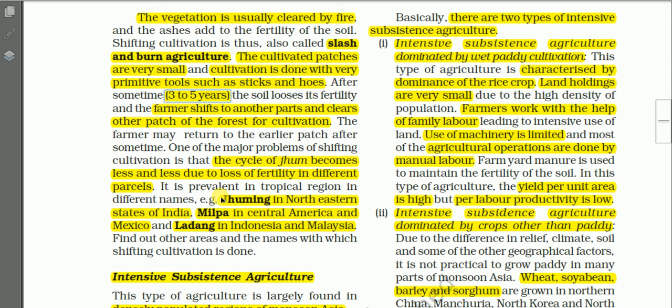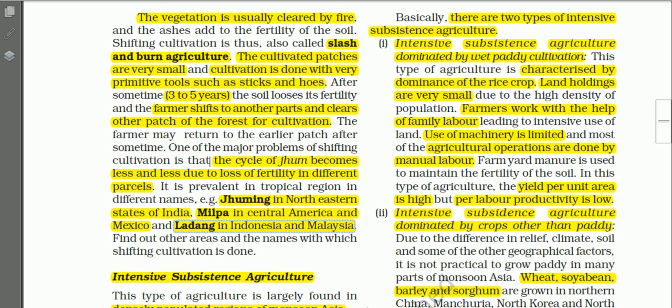So let us continue. It is prevalent, as you know, we have also pointed out on the world map, and it is practiced in the tropical region, and it is known by different names. So shifting cultivation is known by different names in different parts of the world. For example, jhum in the northeastern states of India. It is known as milpa in Central America and Mexico, and it is known as ladang in Indonesia and Malaysia. So these are some examples, and we have also learned in class that it is known by different names in different parts of the world. So this is about shifting cultivation.